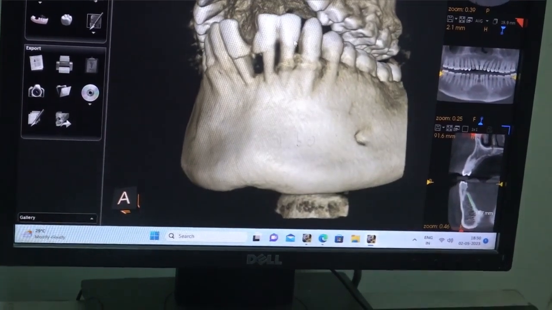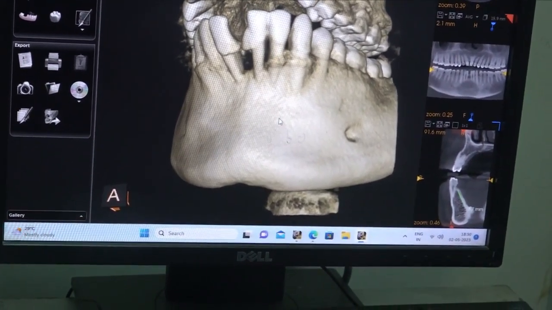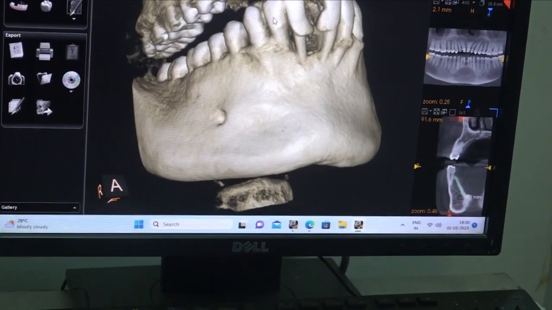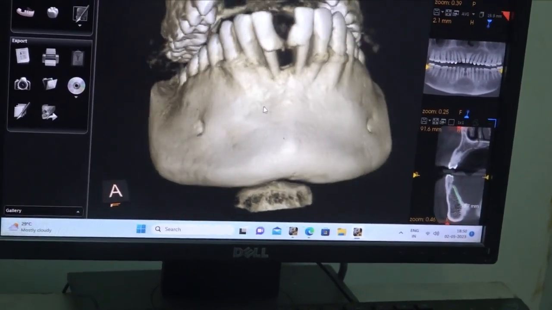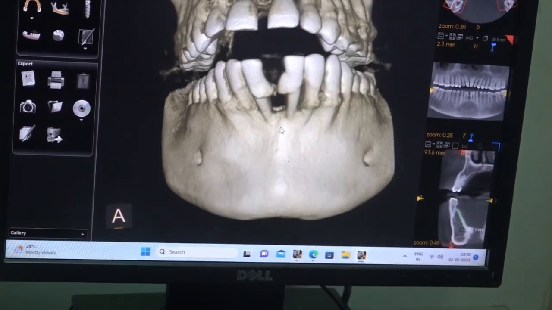So mentally we are planning. Here one implant will come, lateral. Here lateral one implant will come. Okay, and in the midline we can place one implant.